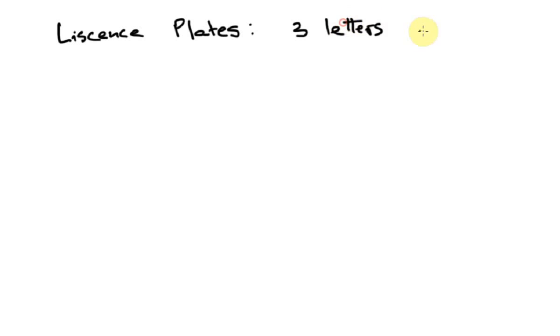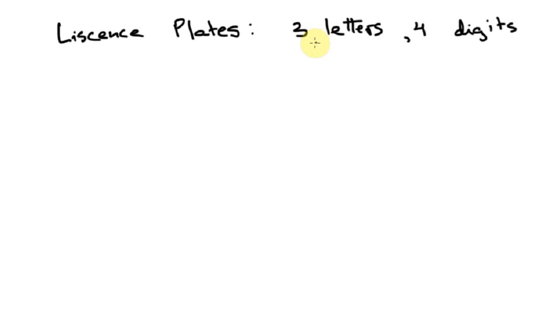And this is the very popular license plate example. Now, what we're going to try and do is figure out how many different license plates are possible. And the license plates we're looking at have 3 letters, followed by 4 digits. Now the letters include any of the letters of the alphabet, and the digits include any digits from 0 through 9. So here's how I usually set it up.